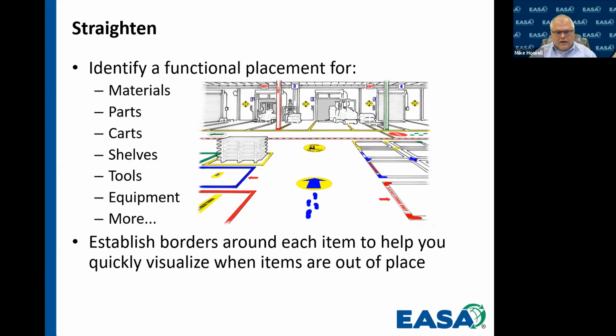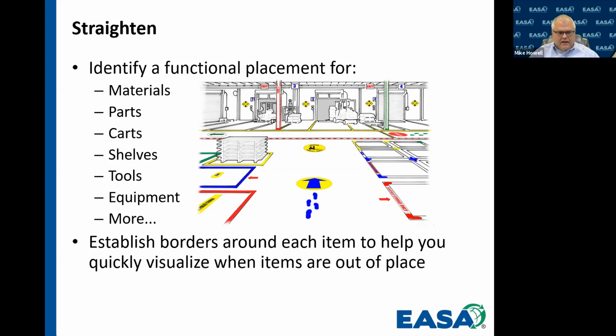You also want to organize and lay out your work area with borders around items so that you can quickly visualize when they're out of place. Things like pallet jacks, garbage cans, brooms, mop carts, any of those types of things that need a place to live, you want to mark the floor around them with marking tape. You can buy kits for 5S for that actually. That's easily removed, but pretty durable as well.